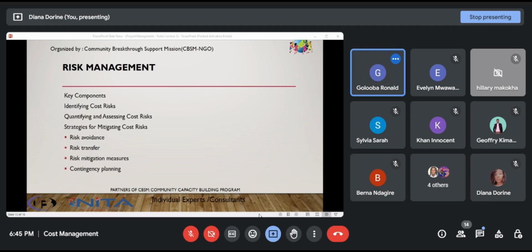You are able to determine the likelihood of the occurrence of that risk and its potential impact on the project objectives or project costs. And this helps you to prioritize risk based on its significance and allows for focused attention on the most critical risks.